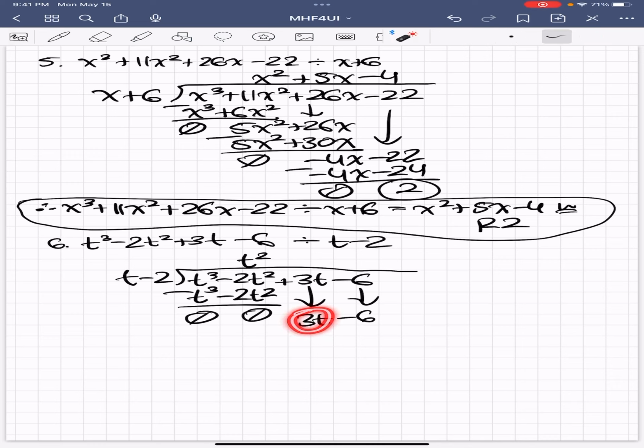What multiplied by t gets you 3t? Plus 3. Time for our division statement.